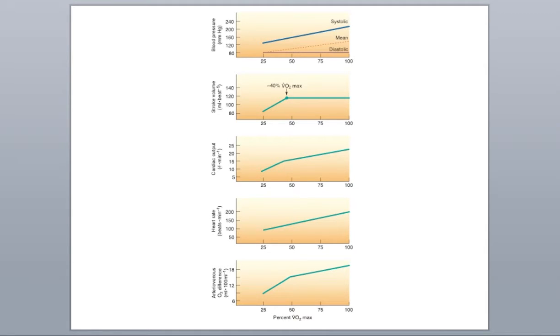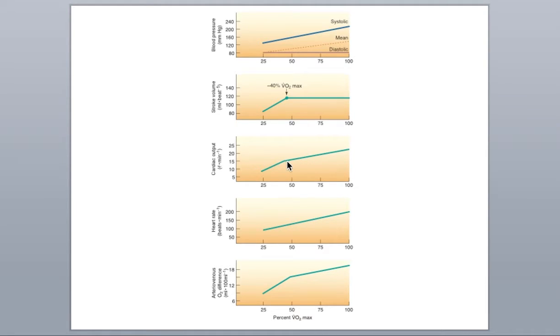All right, so if we look at what's happening during increasing exercise intensities, all of these are going to be based off a percentage of VO2 max: 25, 50, 75, and then 100, which would be max exercise intensity. So we've got blood pressure up at the top. Systolic is going to be increasing, as well as mean arterial pressure, fairly linearly with exercise intensity. Now, looking at stroke volume, it's going to increase up to about 40 to 60% VO2 max, and then it's going to start to plateau. Cardiac output is generally going to be linearly increased.